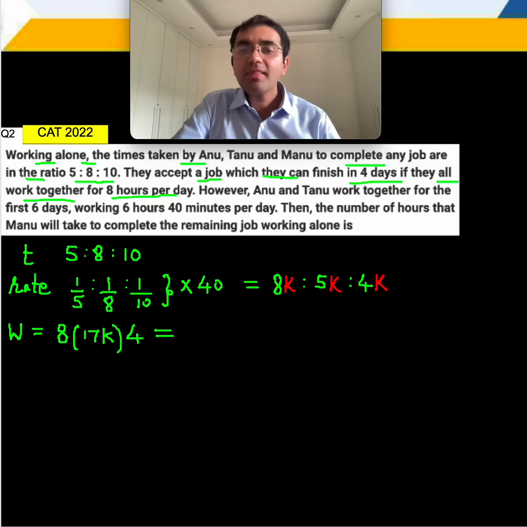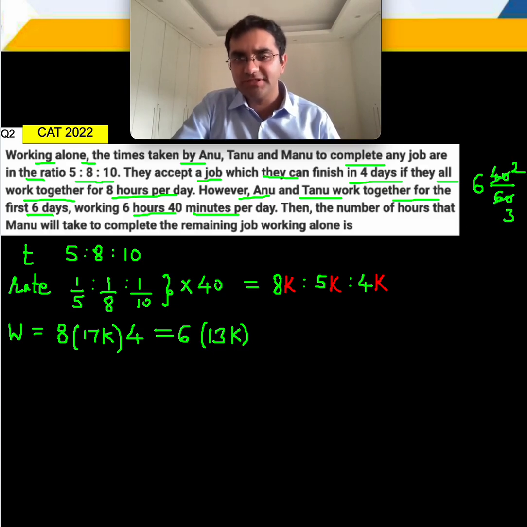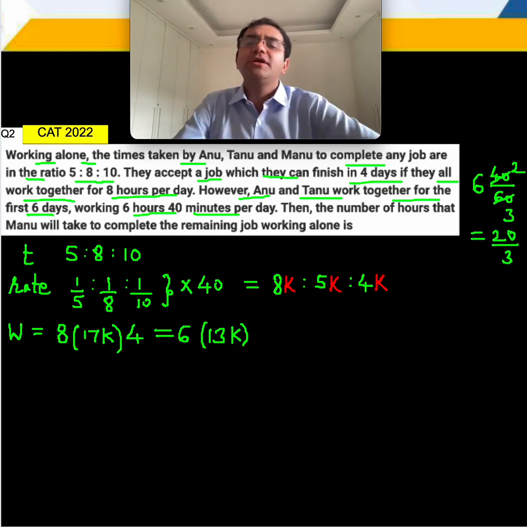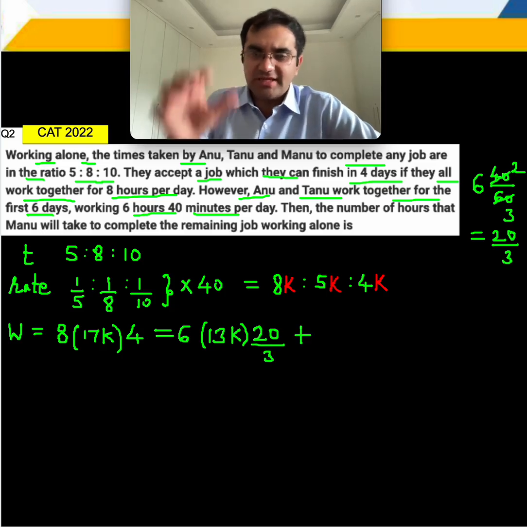ठीक है. However, if Anu and Tanu work together for the first 6 days, so पहले 6 दिन Anu Tanu is the first two values, that's 8 + 5, 13K. Working 6 hours 40 minutes per day. 6 hours 40 minutes हो जाएगा. 6 2/3 is 20 upon 3 hours काम किया, so into 20 upon 3. Plus there is some remaining work.